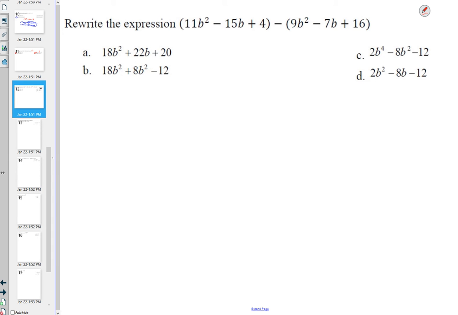Thank you. So the first parenthesis stays exactly the same because 1 times anything is itself. Second parenthesis, when you distribute a -1, just change the signs.